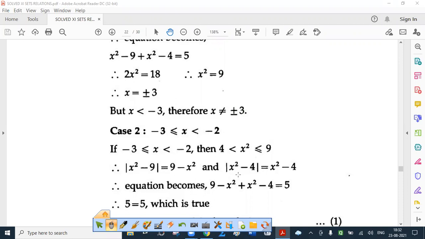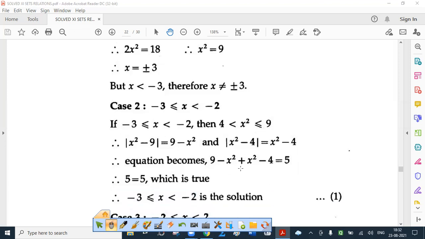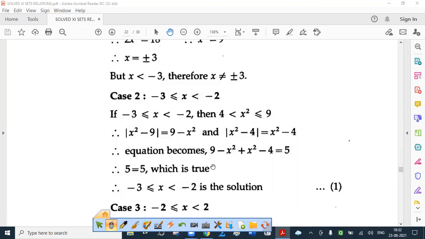And what will be mod of x square minus 4? Simply x square minus 4, because x square is greater than 4. So equation becomes 9 minus x square plus x square minus 4 equal to 5. So 5 equal to 5. This is correct. So this is the solution: minus 3 less than or equal to x less than or equal to 2.